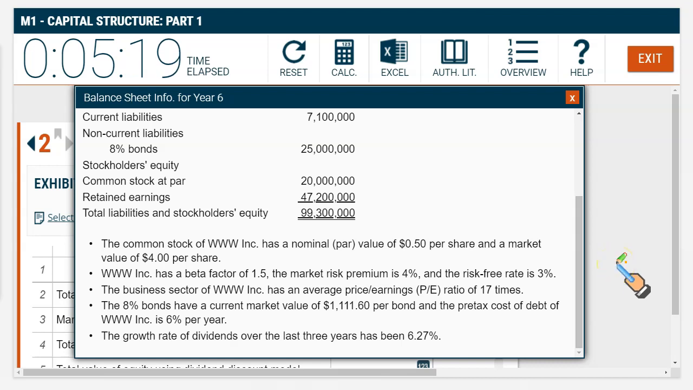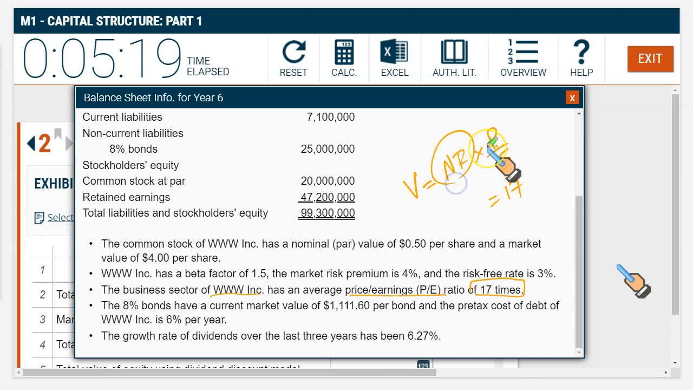Okay, now what we need here is the required information. It says the business sector of WWW Incorporated has an average price earning multiple of 17 times. Means the price to earning ratio, or the PE multiple normally it is called, it is 17 times. So how do we calculate the value of the firm using the PE multiple? So you have the formula. So value of equity is equal to the net income, which we will have to see in another exhibit, multiplied by the PE multiple. So what we need, PE multiple is already there, 17.